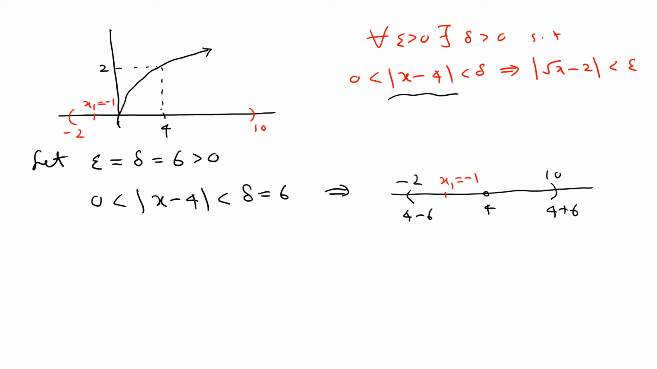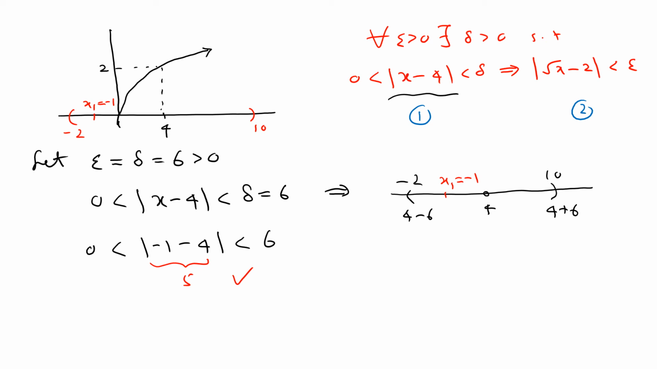And then you can see that for this value, in the implication, there are two sides, the first side and the second side, and you can see the first side is true. If you pick x1 equal negative 1, then 0 less than the absolute value of x1 minus 4, which is negative 1 minus 4, is actually less than 6, because this is equal to 5. So this side is true. But what happened to the other side?